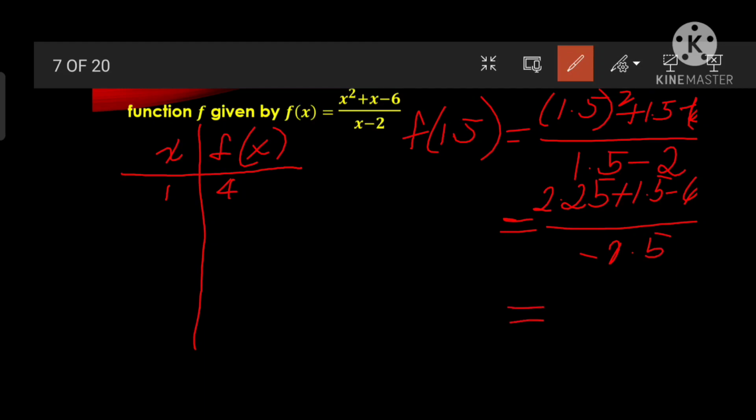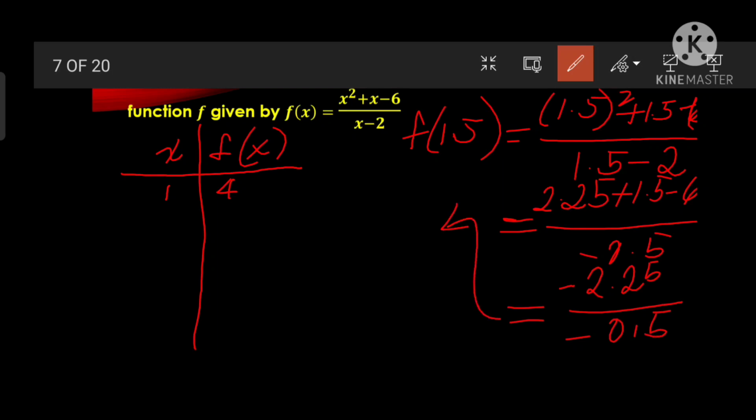Okay, then simplify by combining 2.25 plus 1.5 minus 6. So 2.25 plus 1.5 is 3.75, right? Minus 6. So it's equal to negative 2.25 over negative 0.5.